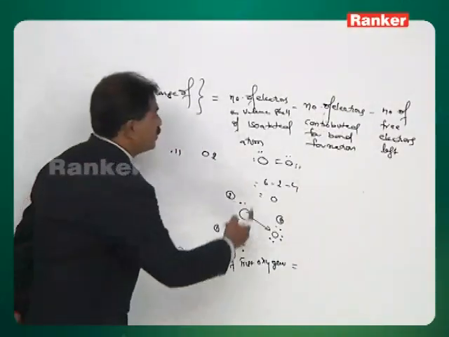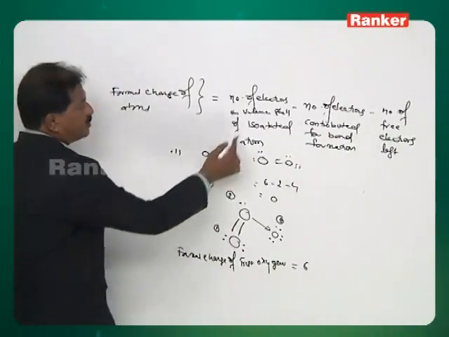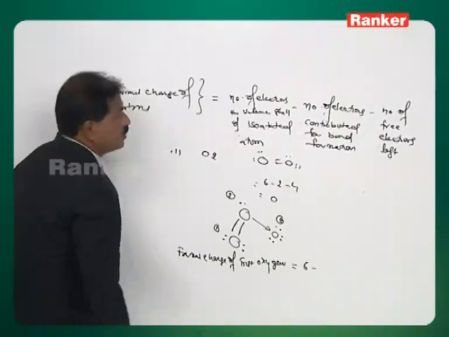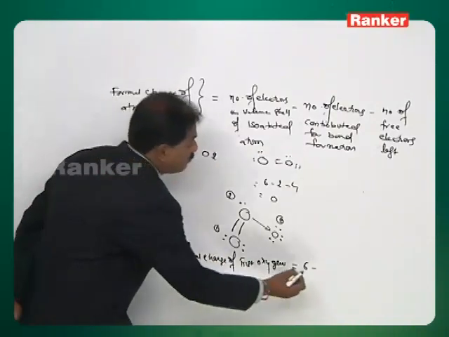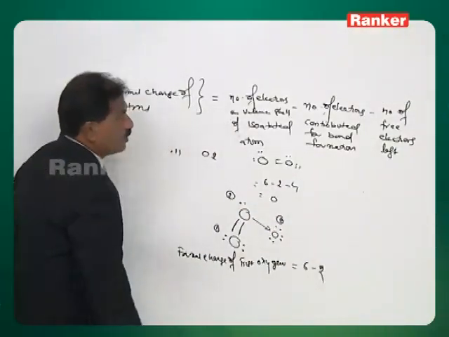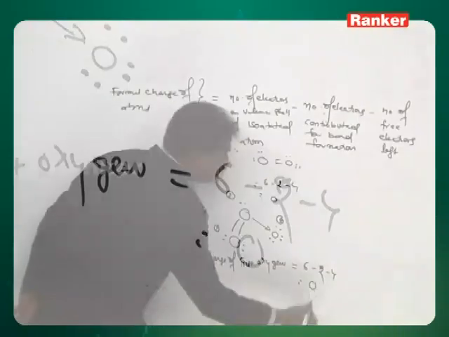Number of electrons present in the valence shell of the isolated atom. Next, minus number of electrons contributed for bond formation, 2 electrons. Next, number of free electrons left. Therefore, the formal charge here is 0.